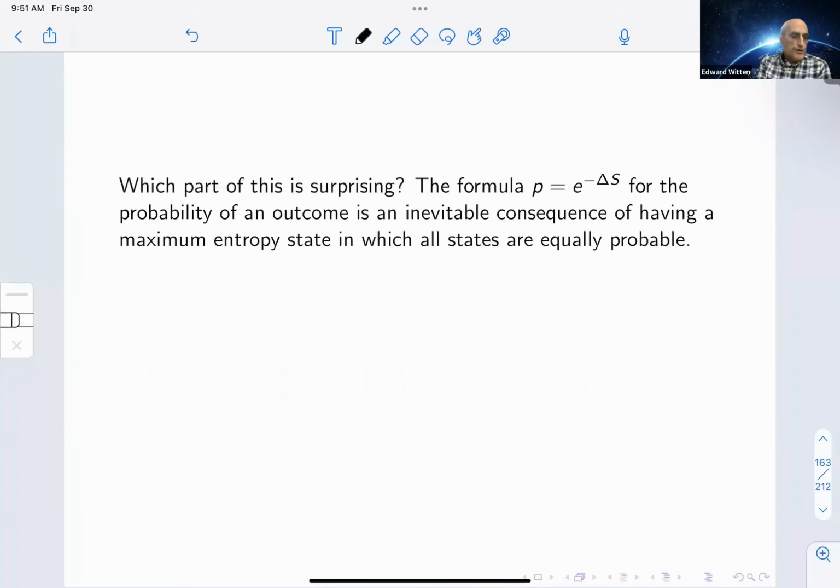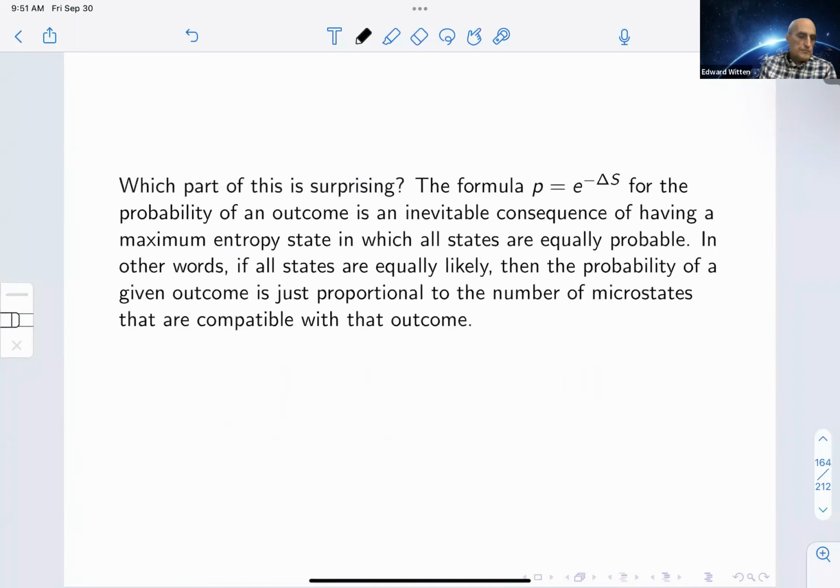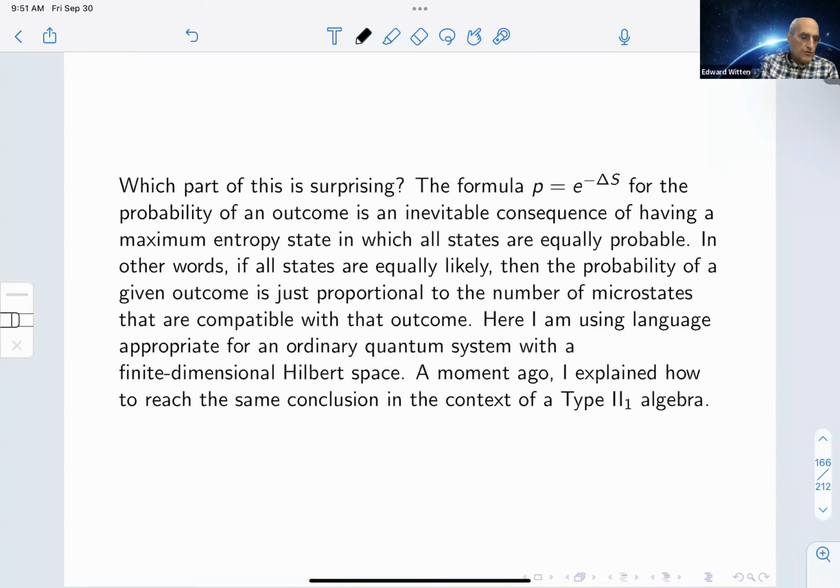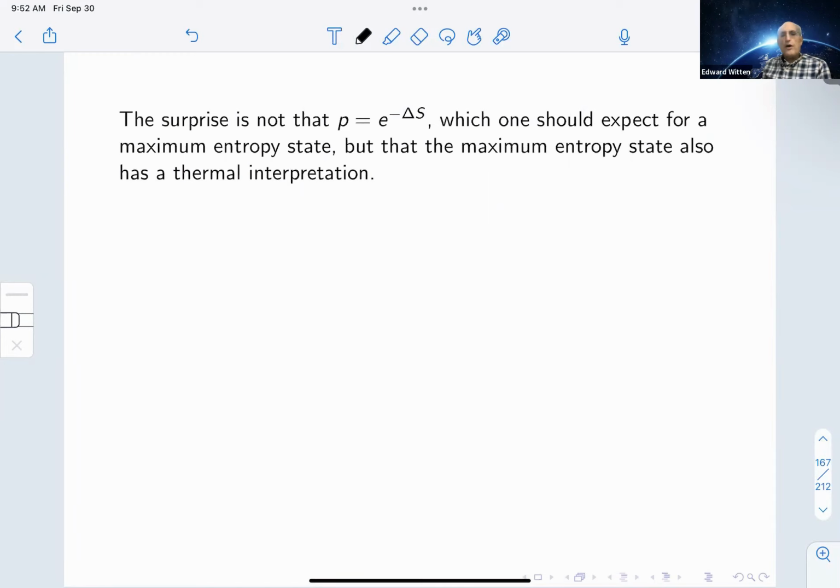Well, what part of this is surprising? The formula that the probability of an observation is the exponential of minus the entropy change is an inevitable consequence of a maximum entropy state in which all states are equally likely. In other words, if all states are equally likely, the probability of an outcome is proportional to the number of microstates consistent with that outcome. That's the language of ordinary quantum mechanics. A moment ago, we reached the same conclusion in the type II-1 language. So the surprise is not that P is e to the minus delta S, but that the maximum entropy state also has a thermal interpretation.